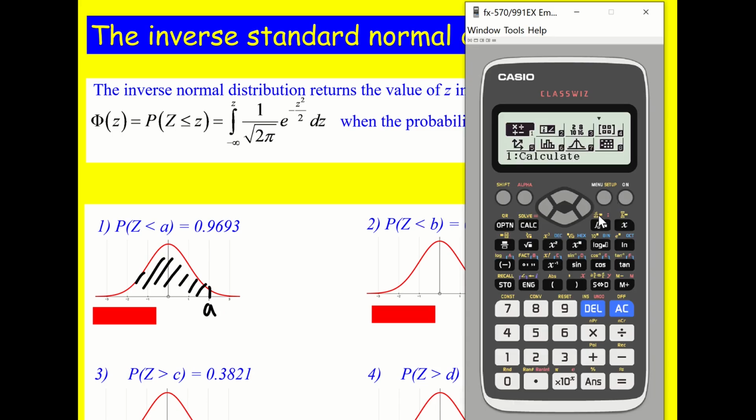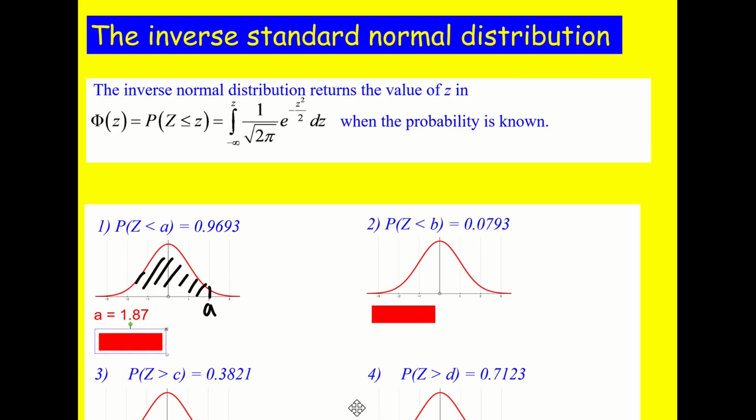What I do is I get my calculator, and instead of doing normal CD, I've got this thing called inverse normal. And this is what it does. It does exactly what I said up there. It returns the value of z when you have the probability, when you have the area. So it's going to be 0.9693. I've got my standard distribution, that's all I need, and it returns the value of A, 1.870.